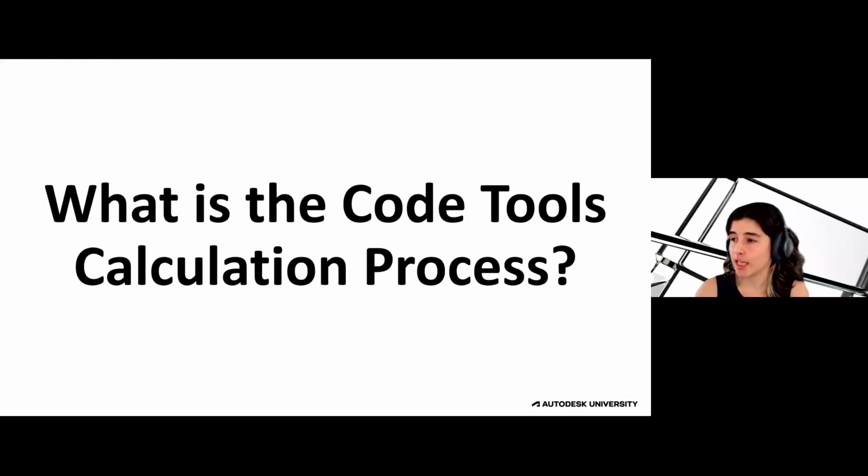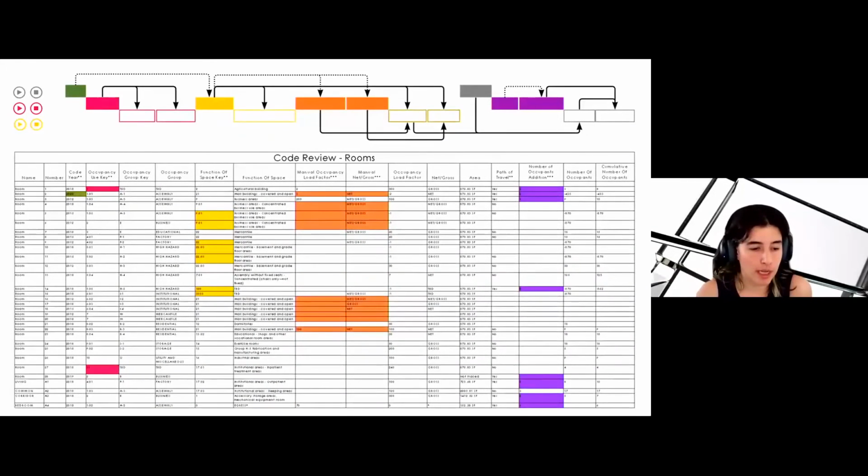So what is the code tools calculation process? Now I want to go a little deeper and show in more detail all these parameters and how they relate to each other. So in this diagram here, we see the code review schedule on the bottom, and we see a diagram that represents those parameters and how they relate to each other.